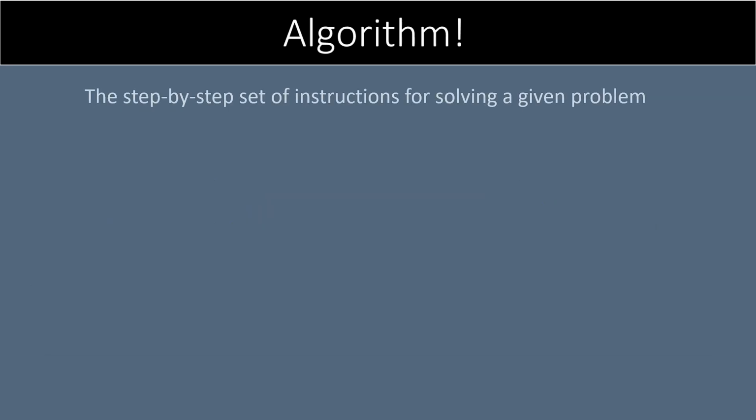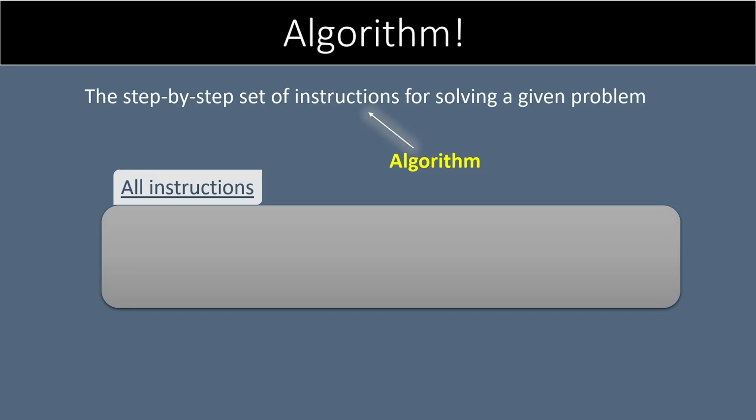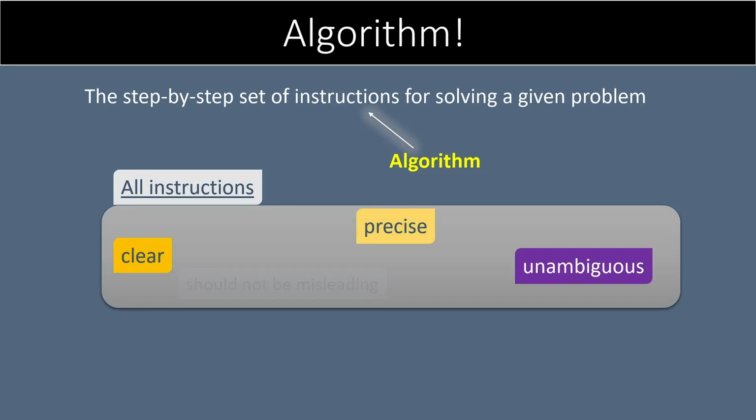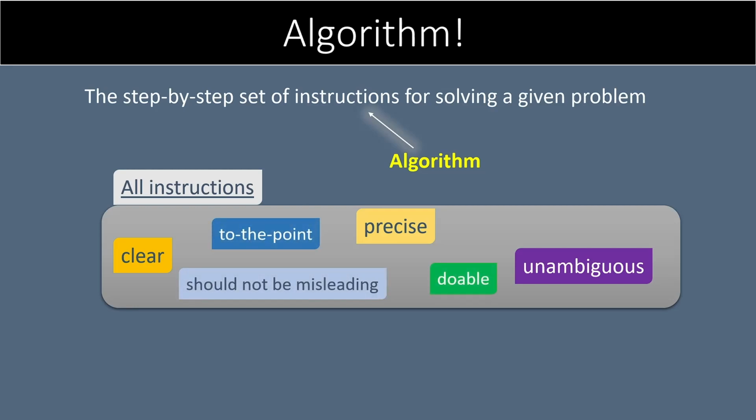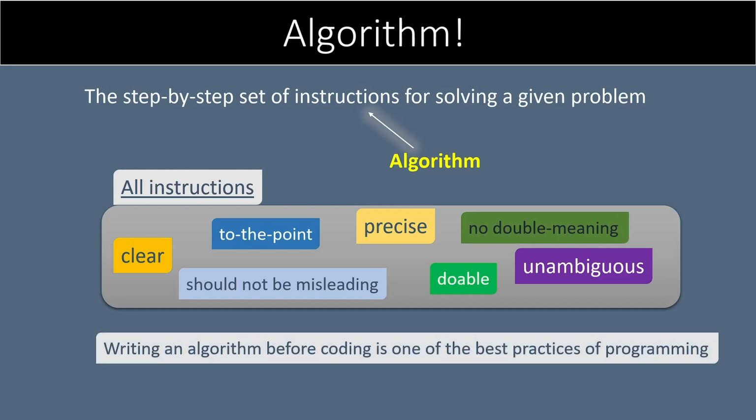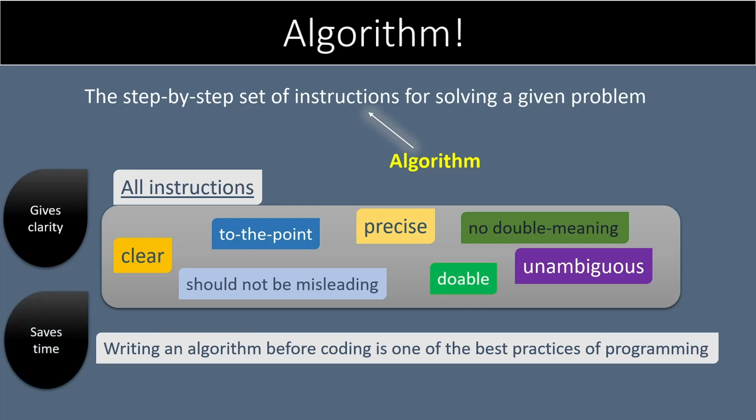This step-by-step set of instructions for solving a given problem is called an algorithm. All instructions of an algorithm must be clear, precise, and unambiguous. Instructions should not be misleading. It should be to the point, doable, and with no double meaning. Writing an algorithm before actually coding is one of the best practices that good programmers follow. It gives you clarity and saves your time while programming.